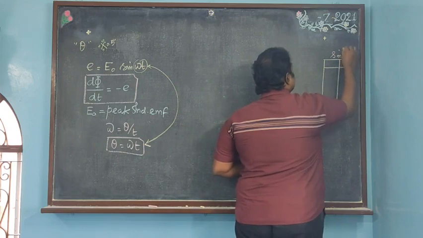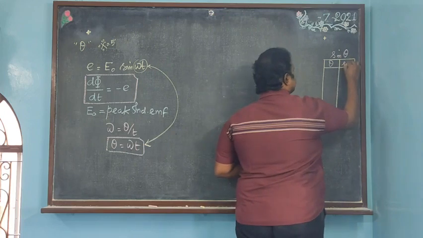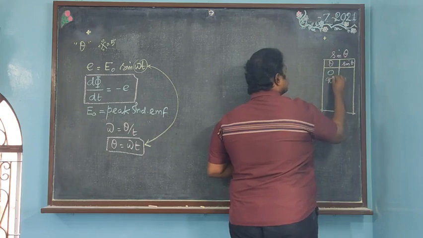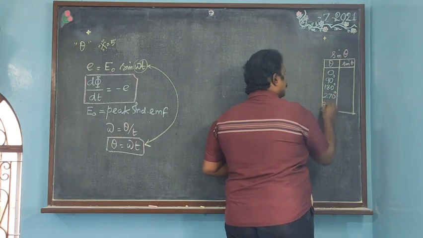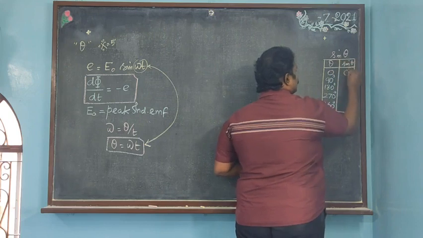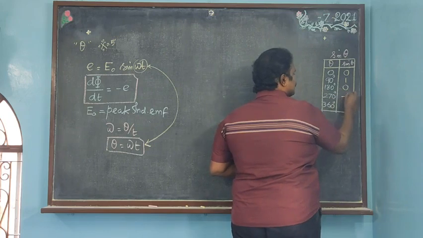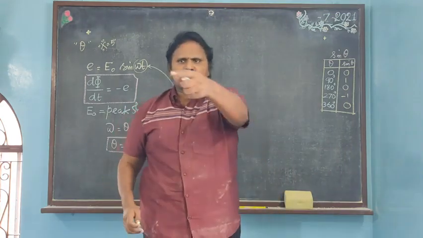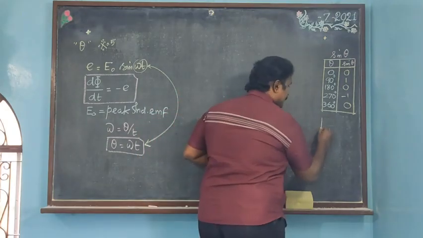This is the tabulation of sine theta, and this is theta, and this is the value of sine theta. If theta is equal to 0, 90, 180, 270 and 360, sine 0, 0, sine 90 is 1, sine 180, 0, sine 270 minus 1, sine 360, 0. One of my students is asking, sir, how can I memorize this? I'll tell you, it's a very simple thing.